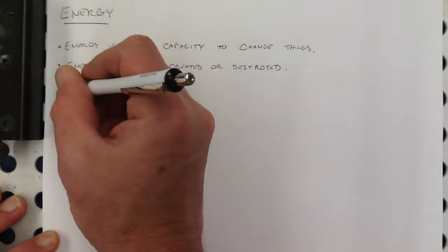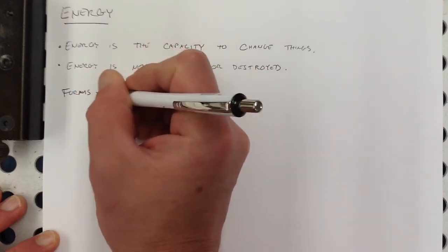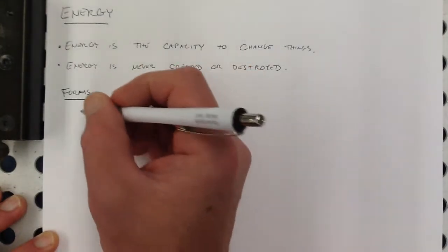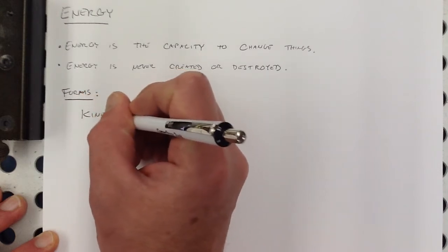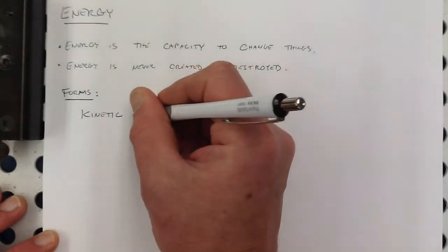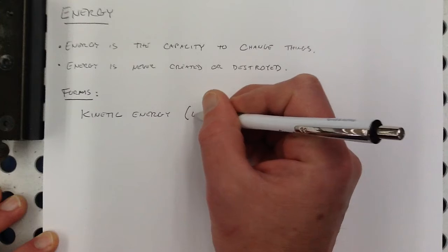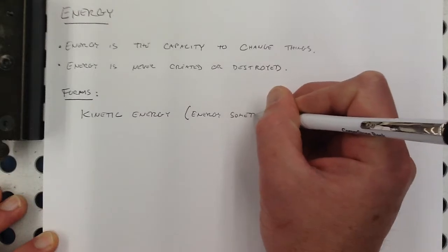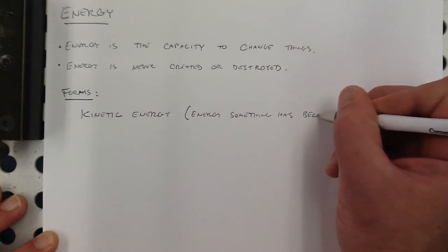We need to talk about the forms that energy will take, and you know a little bit about this too, I think. You know that there is something that is called kinetic energy. The word kinetic means motion or moving. And that is the energy that something has simply by virtue of the fact that it is moving.